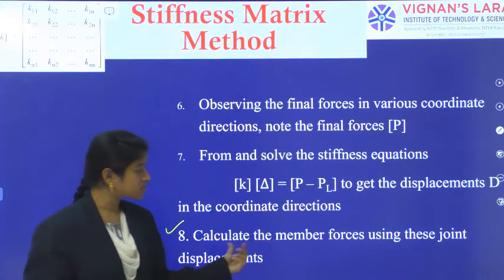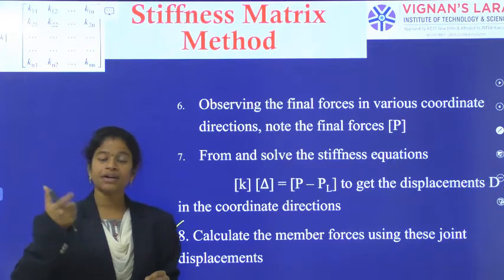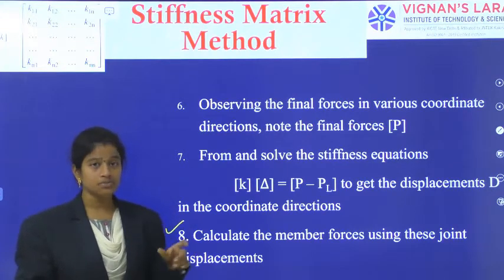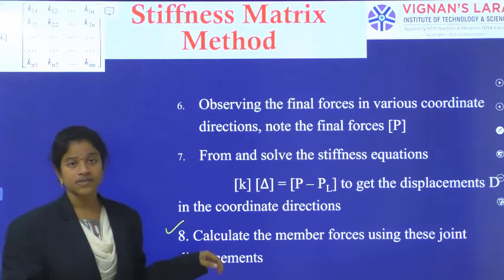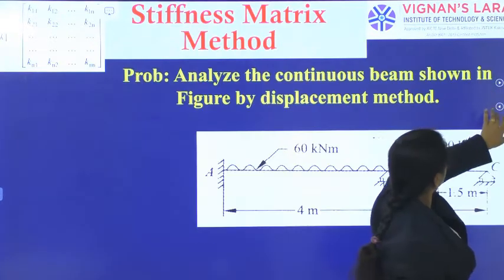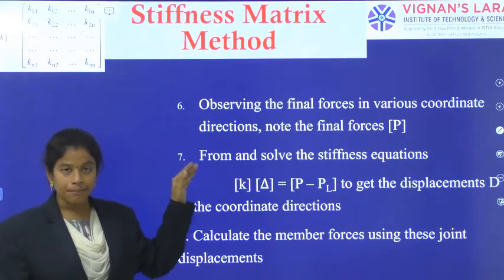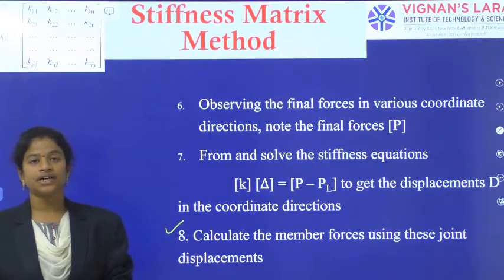Then calculate the member forces using these joint displacements. Each member will have some member forces, and those member forces we will calculate using the joint displacements. In this way the analysis will be done in the case of the stiffness matrix method.